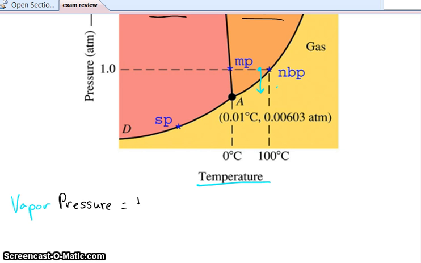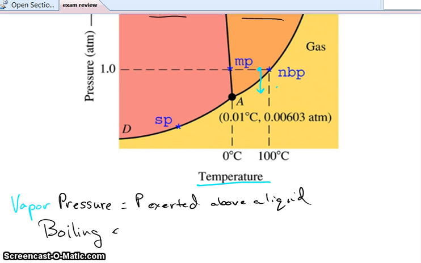Vapor pressure is pressure exerted above a liquid by the gas, by the vapor above a liquid. Okay, that's pretty cool. And boiling occurs. Oh, I hate spelling the word occur. Boiling occurs when PVAP, that's vapor pressure, equals or exceeds PATM, atmospheric pressure.